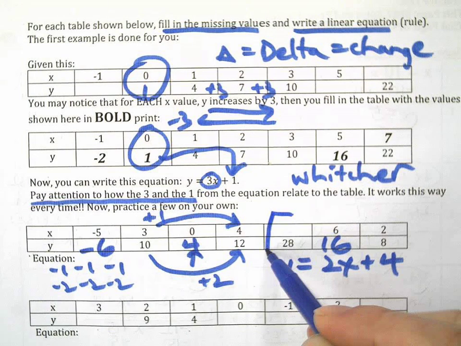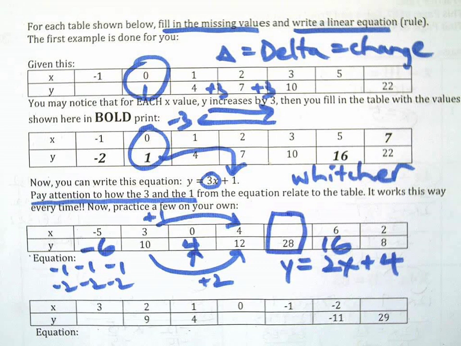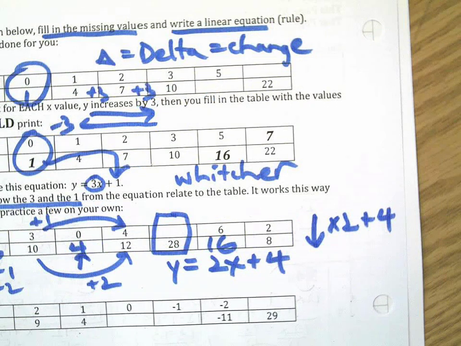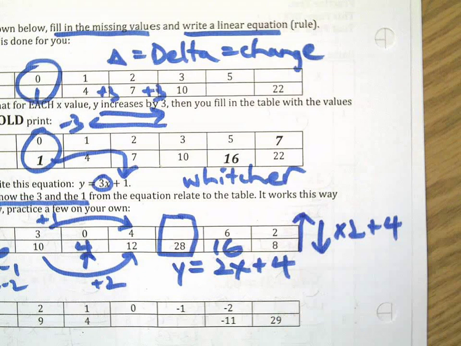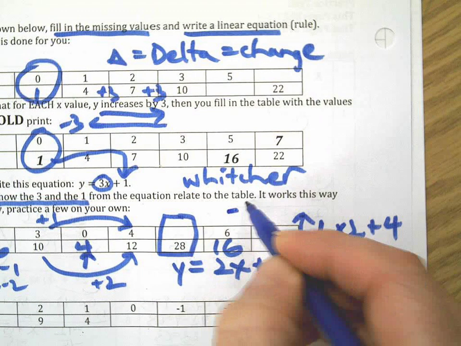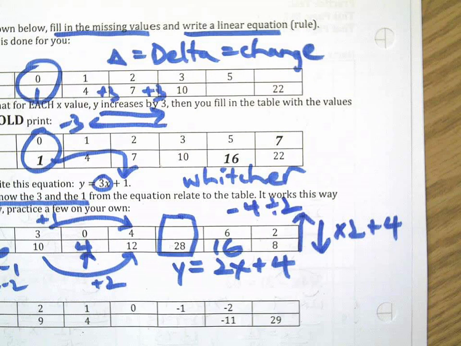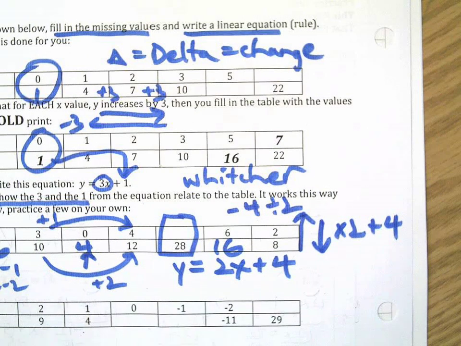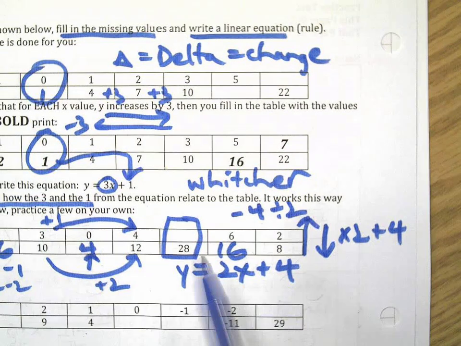Okay? Now, here's a unique dilemma, but it's super easy. If we're going times 2 plus 4 to go from x to y, we're going to go minus 4 divided by 2 backwards. We're going to do the opposite thing in the opposite order.